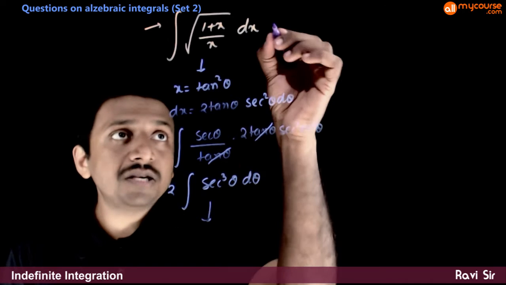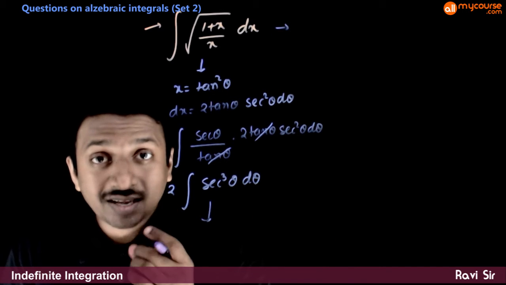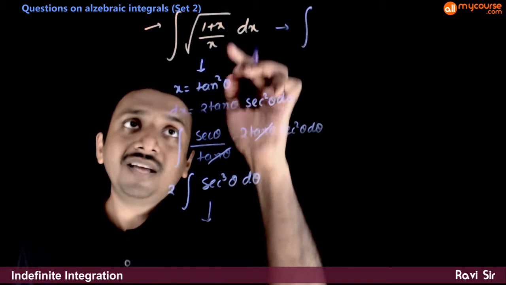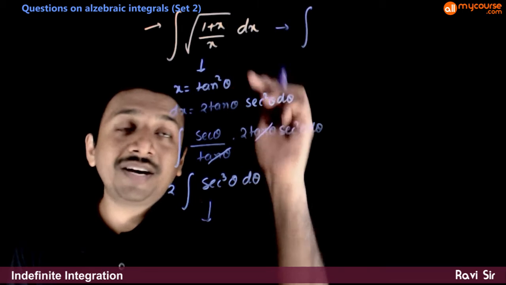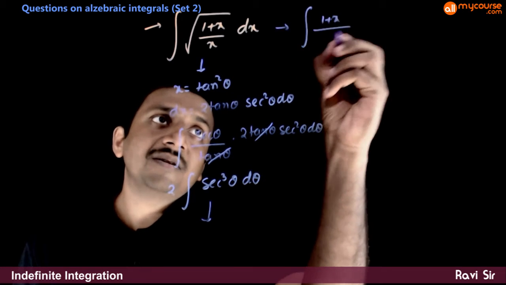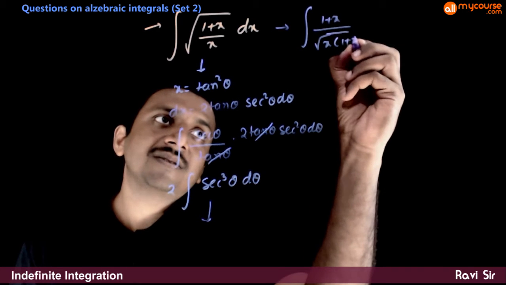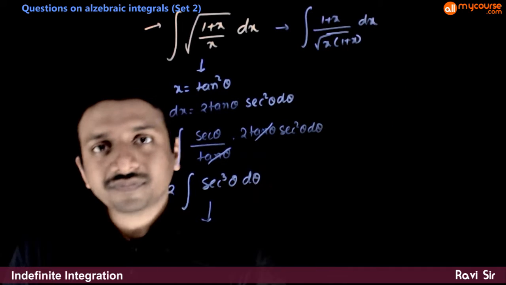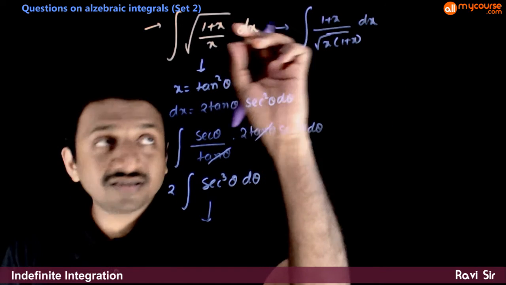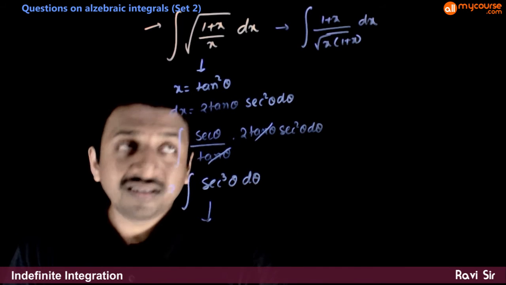Next, you can also use our algebraic integrals. Here what I do is, I'll do the rationalization of numerator. So integration of, if I multiply the numerator and denominator with 1 plus x, 1 plus x by root of x times 1 plus x dx. So I multiply the numerator and denominator with root of 1 plus x. This is how the integral becomes, right?